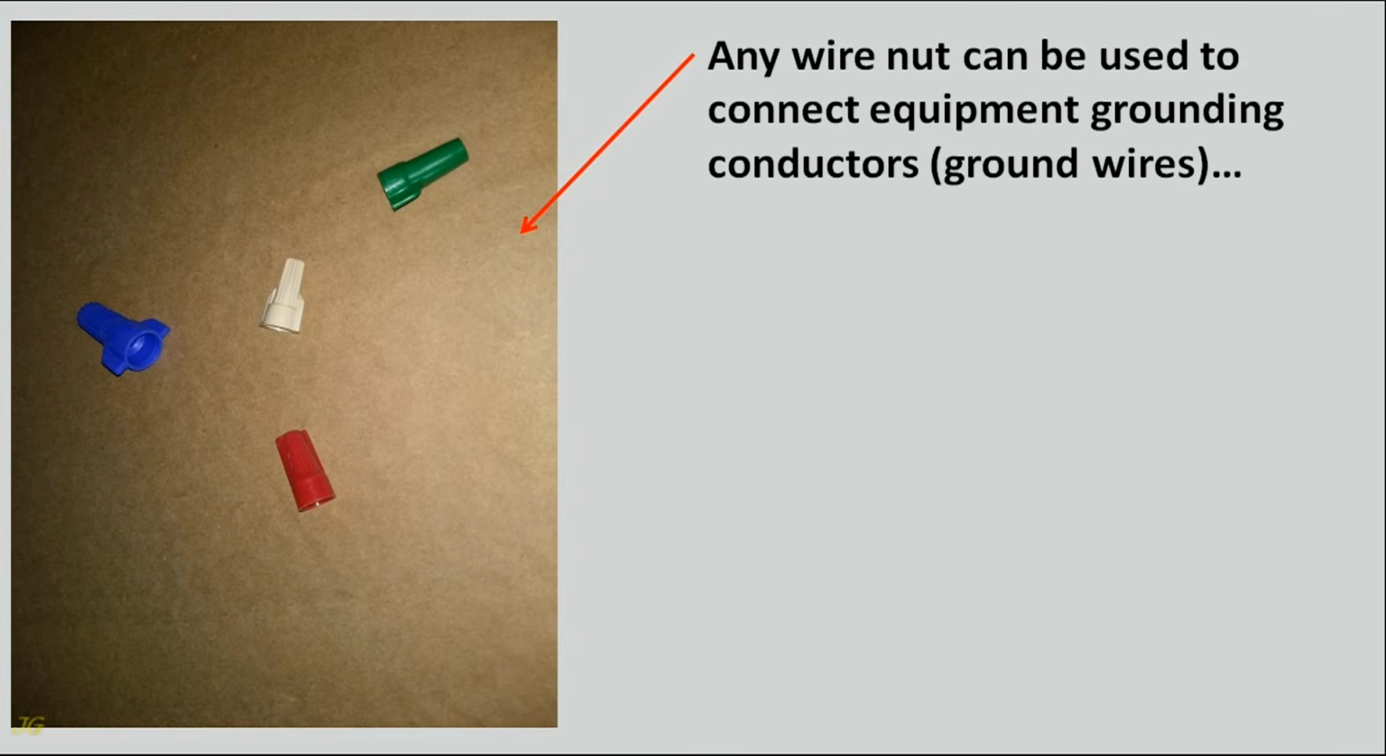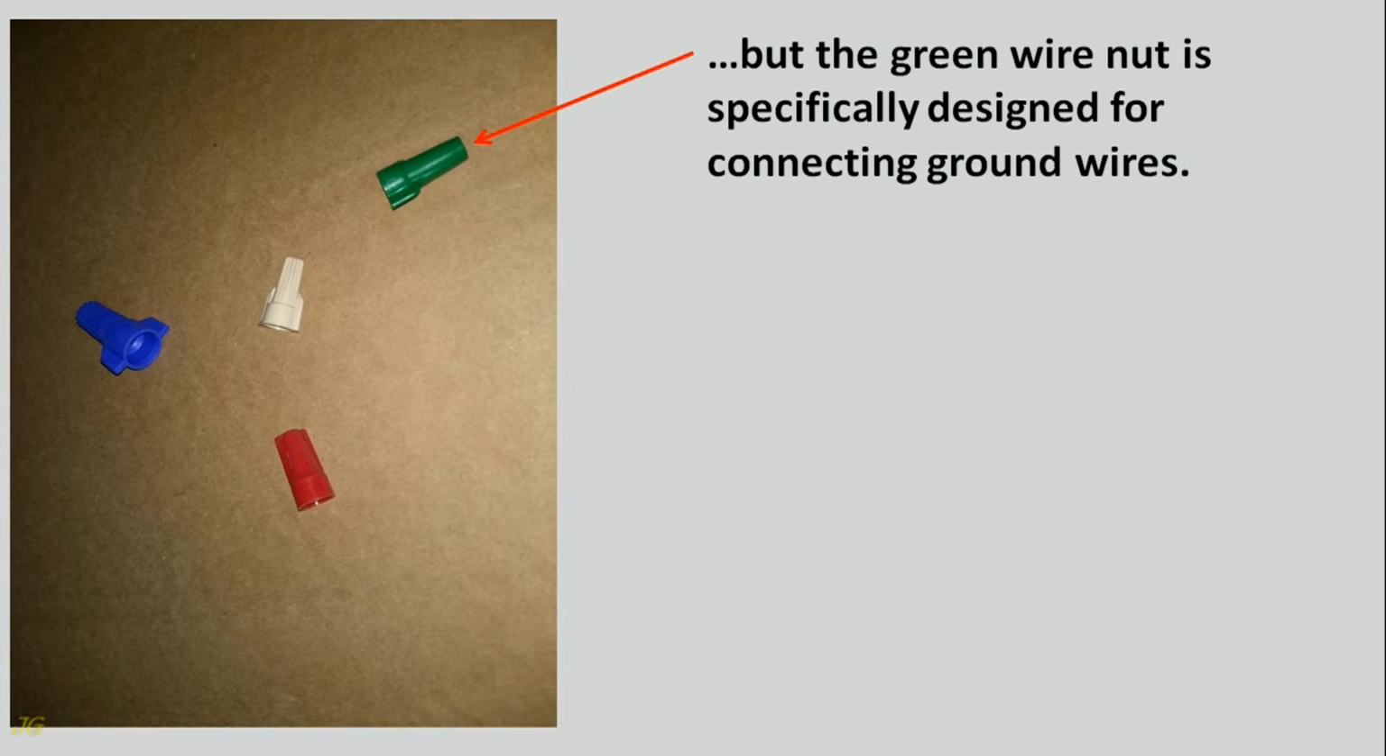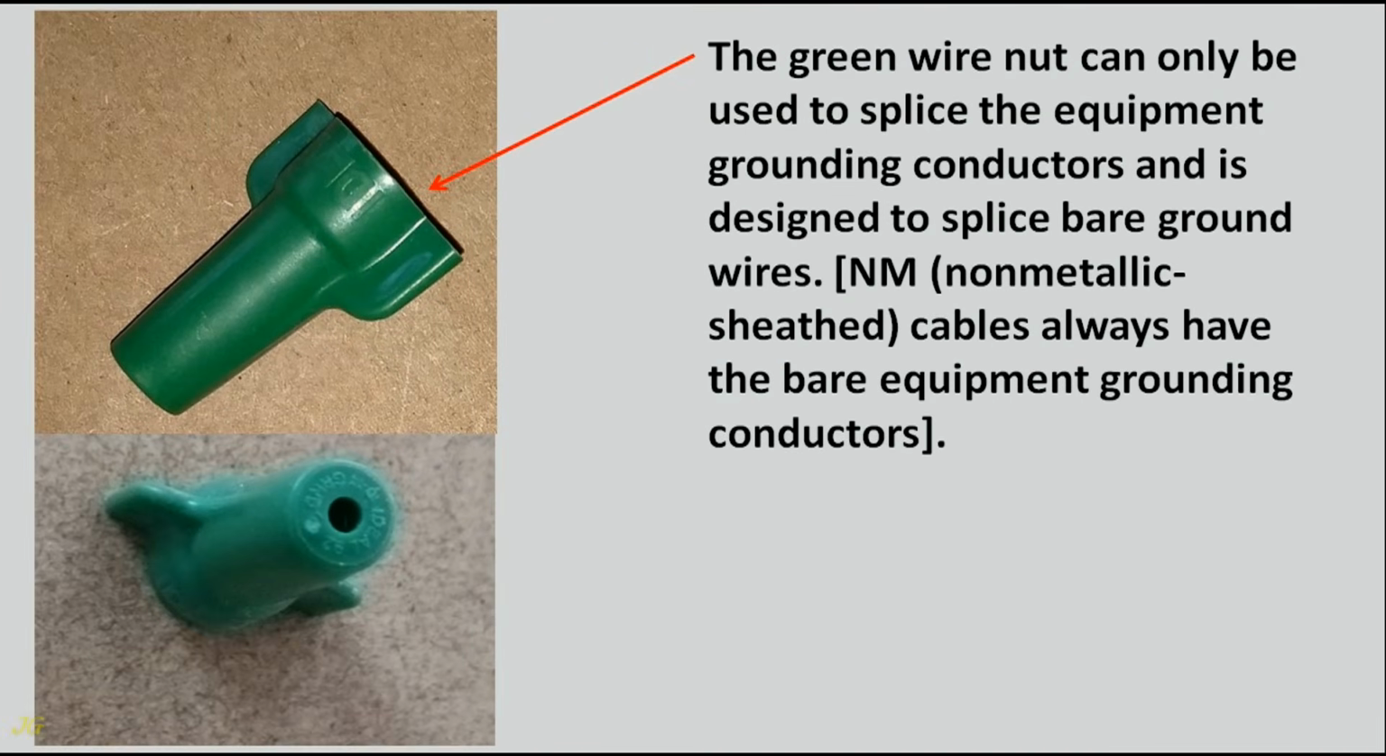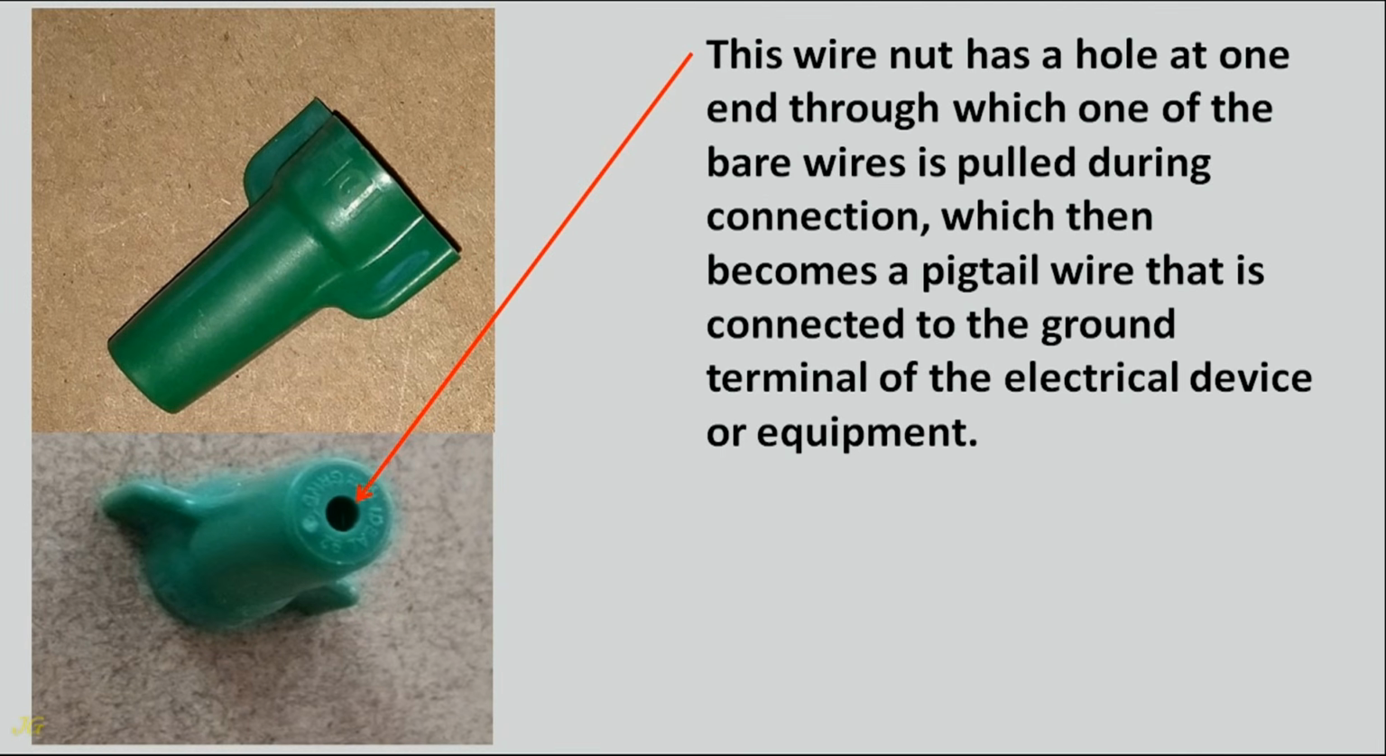Any wire nut can be used to connect equipment grounding conductors, ground wires. But the green wire nut is specifically designed for connecting ground wires. The green wire nut can only be used to splice the equipment grounding conductors and is designed to splice bare ground wires. Non-metallic sheathed cables always have the bare equipment grounding conductors. This wire nut has a hole at one end through which one of the bare wires is pulled during connection, which then becomes a pigtail wire that is connected to the ground terminal of the electrical device or equipment.